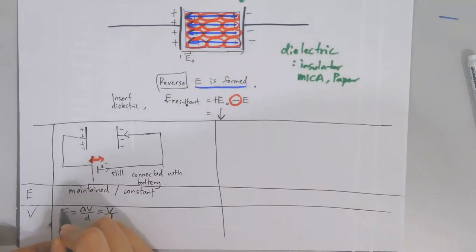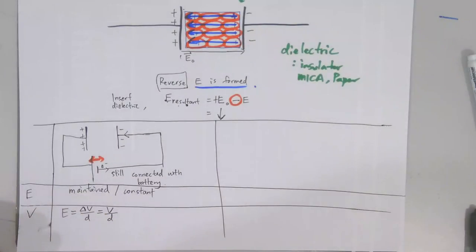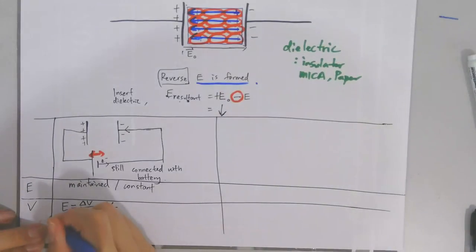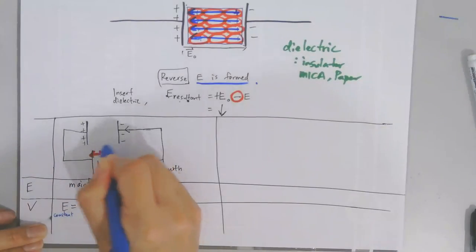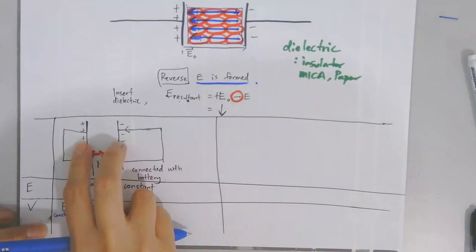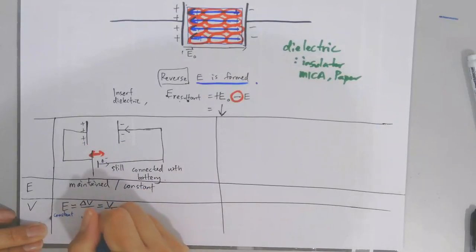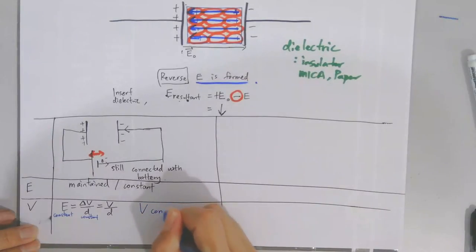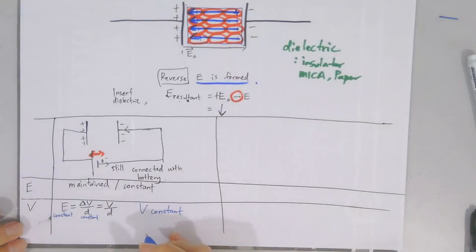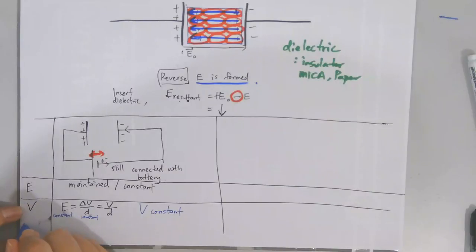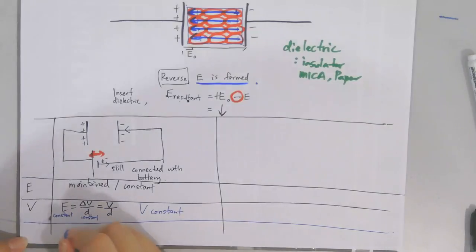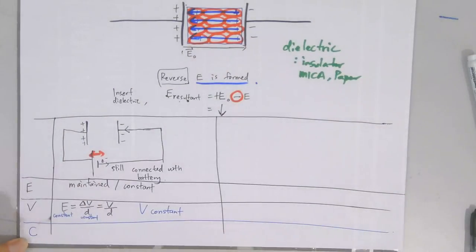Kalau electric field constant, kalau nilai ini tetap, D maksudnya plate separation, jarak di antara plate ni tidak berubah, maksudnya constant. So what will happen to your V? For information, you found that your V constant as well. So this is what we have here. And what will happen to capacitance?